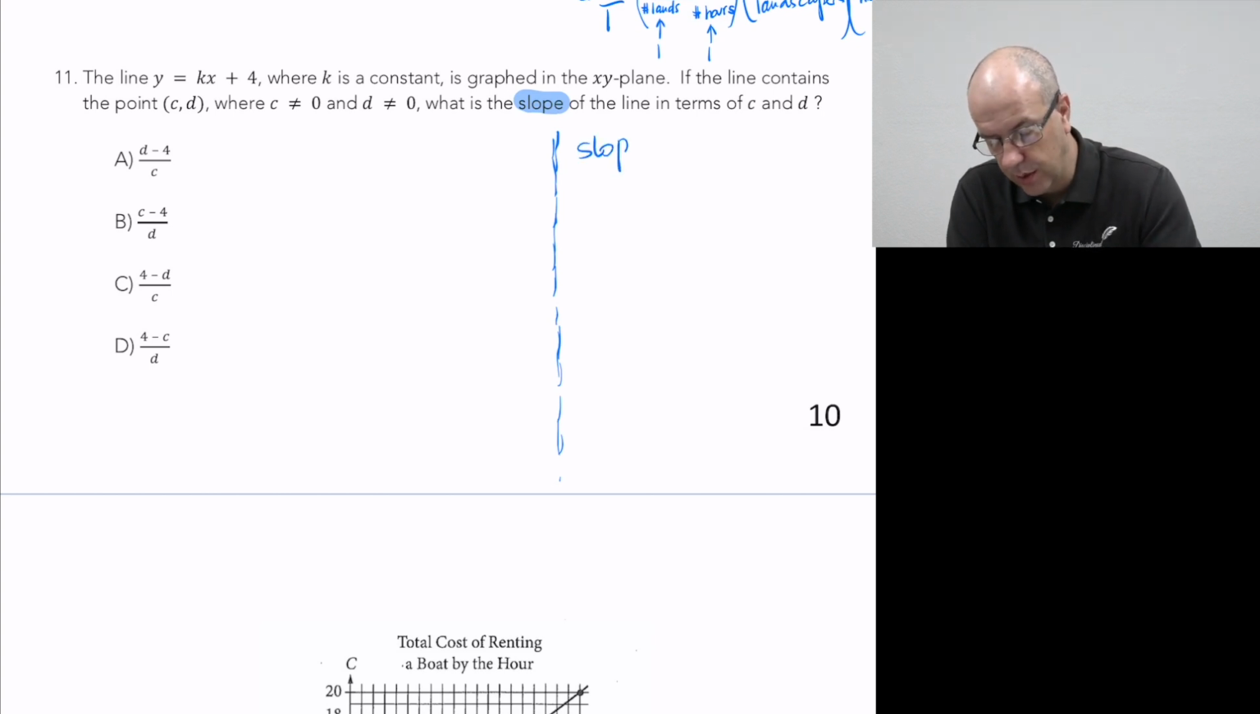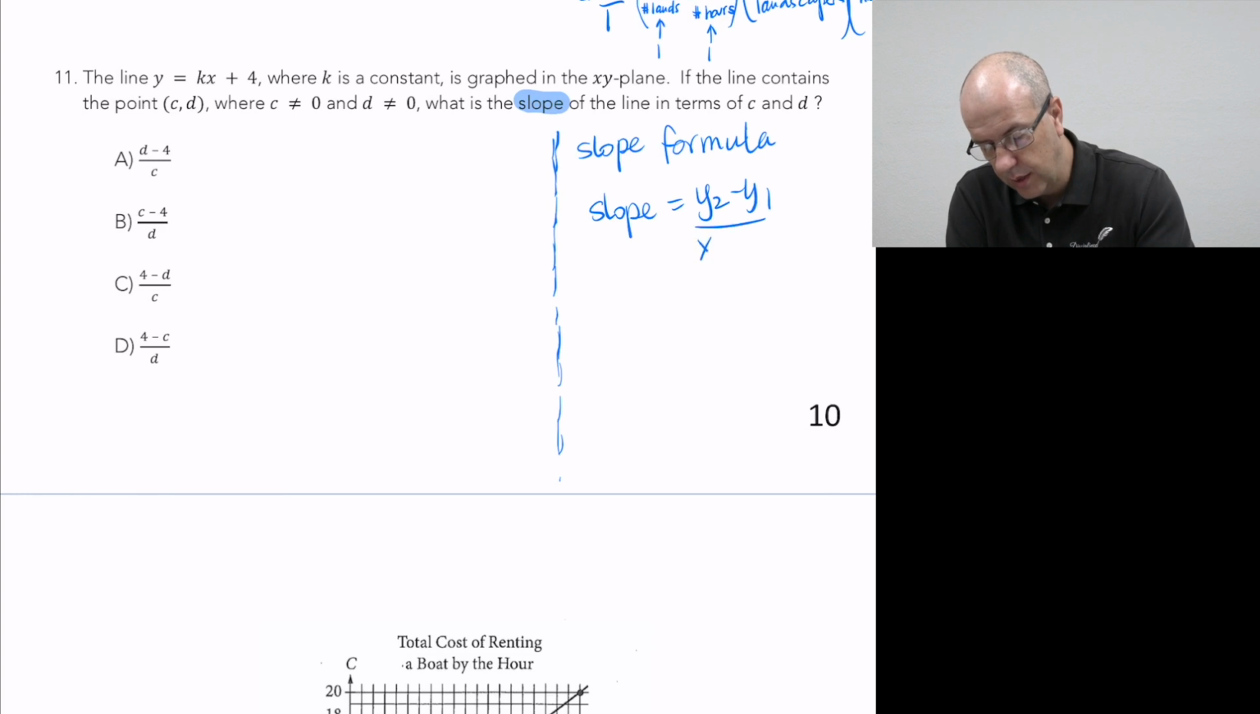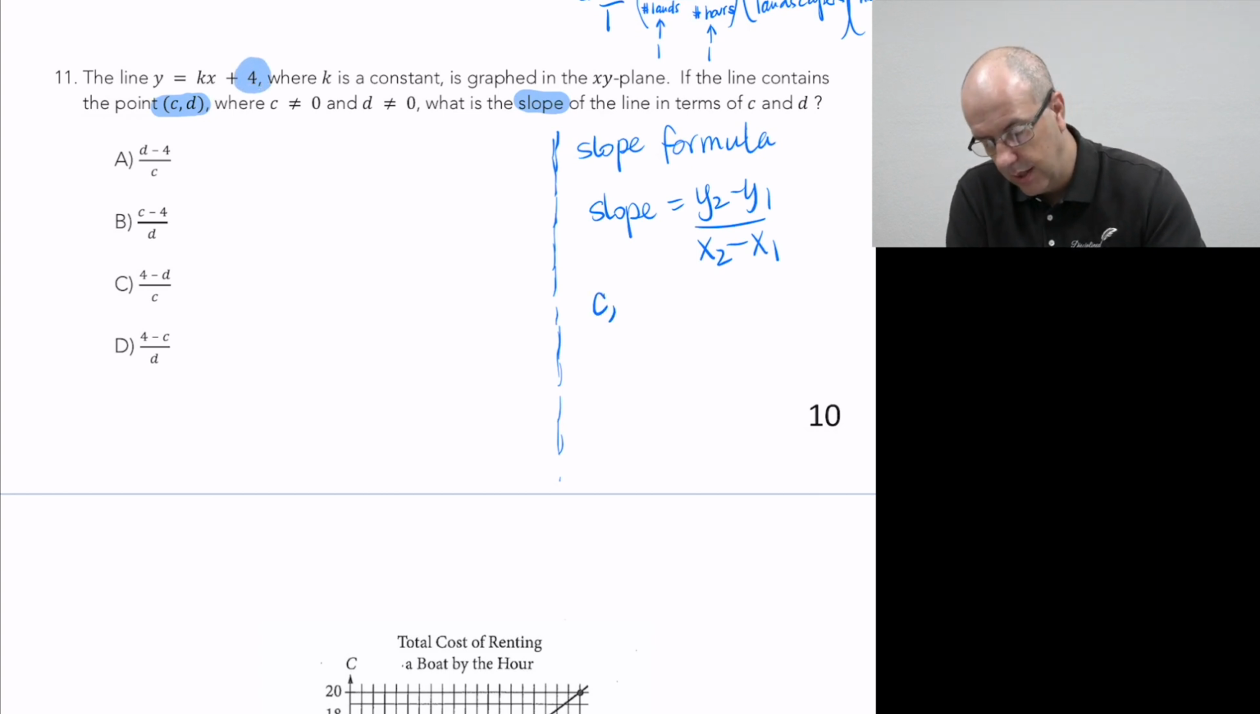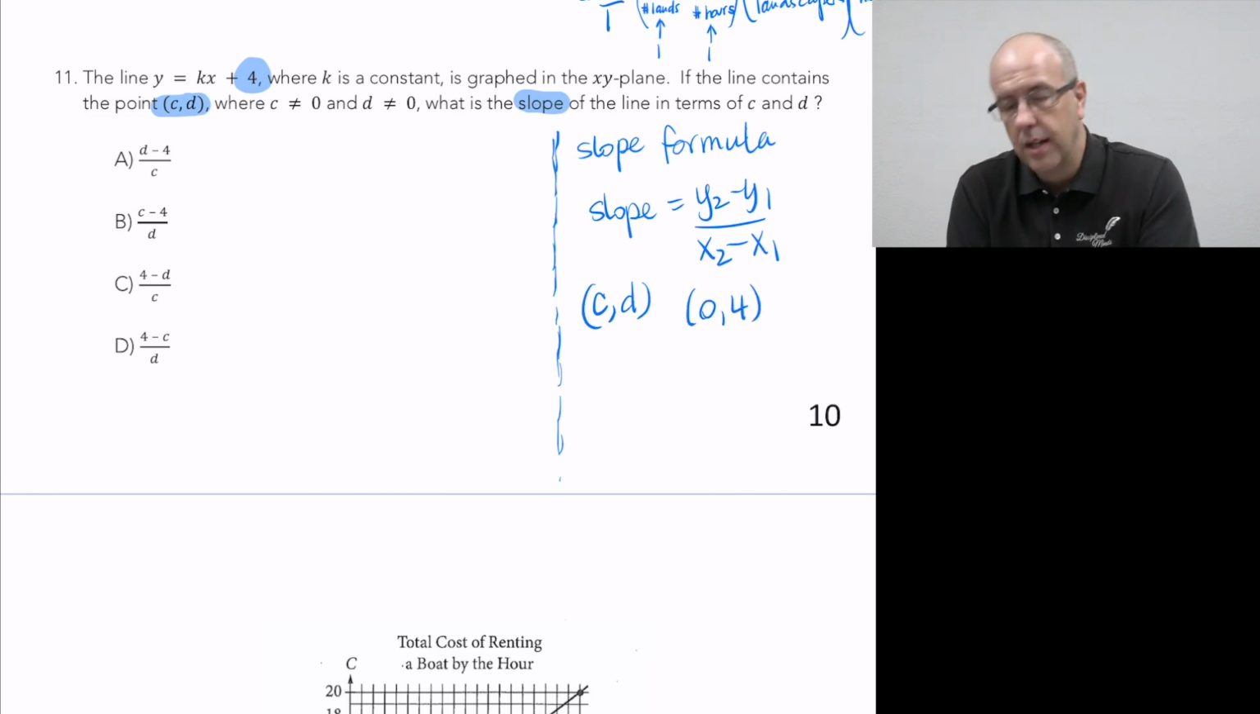One is we can use the slope formula, and the slope formula requires that we have two different points, right? So we have y2 minus y1 over x2 minus x1. Now, if we're paying close attention, we've already been given one point, that's c comma d, but the other part is the y-intercept, right? They gave us the y-intercept from the equation, so c comma d and 0 comma 4. The y-intercept is where the x value is 0, so we know we have a point 0 comma 4.